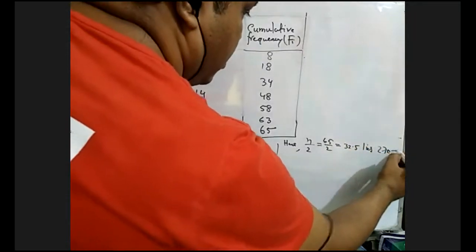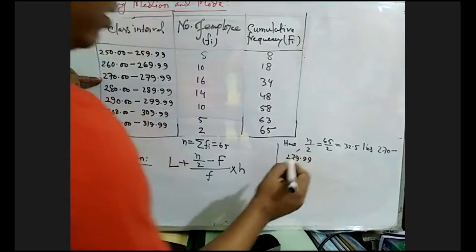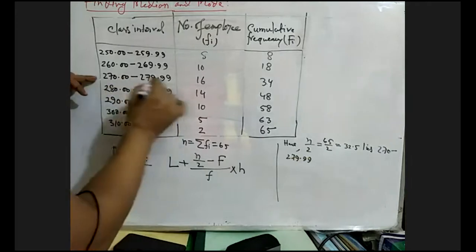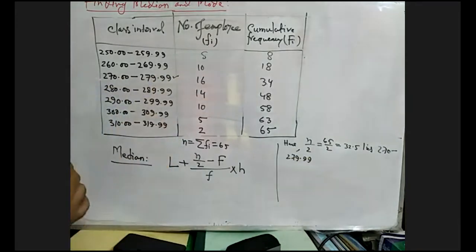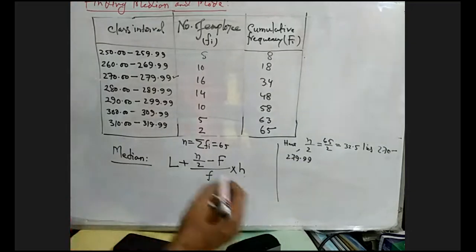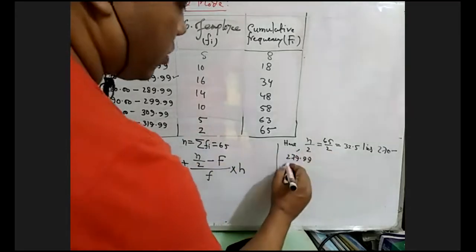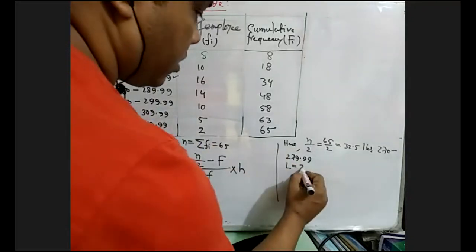270 to 279.99. Okay, so it lies in this class. So the median lies in which class? In this class, third class. Lies in this class. So lower limit of this class, what will be? 270.